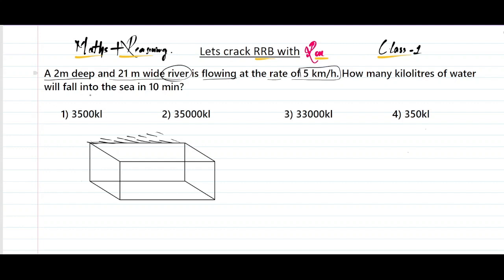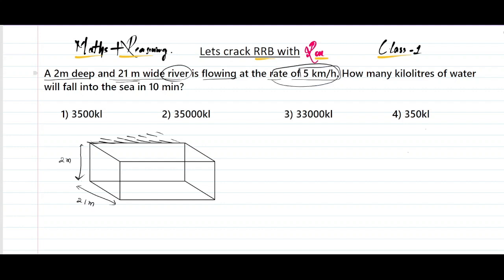A 2 meter deep means simply they have given the height of a cuboid. So here they are given 2 meter and 21 meter wide river. Wide is nothing but the length of the banks, means one bank to the other bank. Simply breadth is given as 21 meters, flowing at a rate of 5 km per hour.